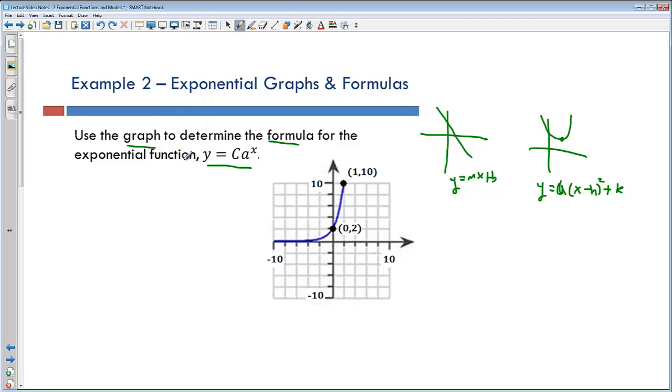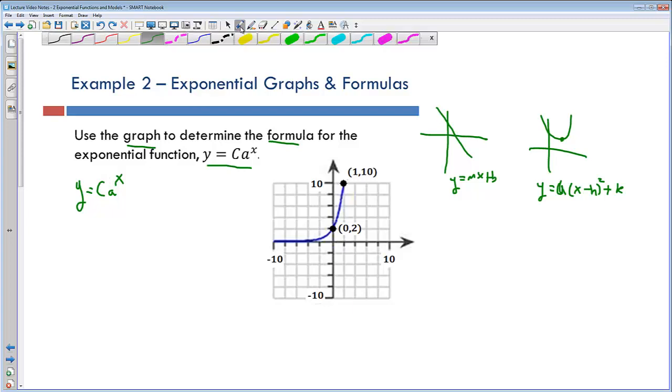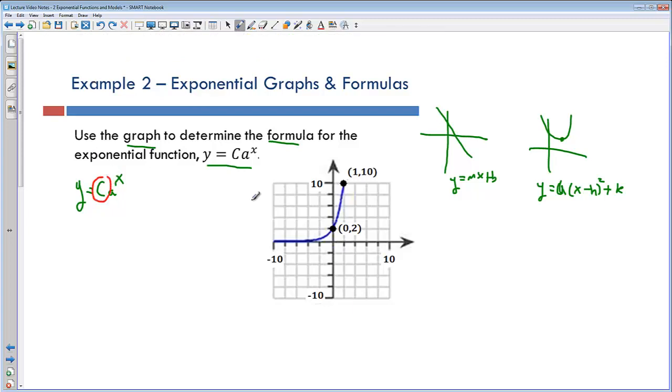It's sort of a plug and chug exercise, and a lot of times you can use your intuition, especially in this case. So if you have this formula, y equals c times a to the x, my intuition would say, okay, well, these c and a actually have meaning. So c is the initial value. So if you look at this, it's actually pretty easy. c is just this height, the number 2.